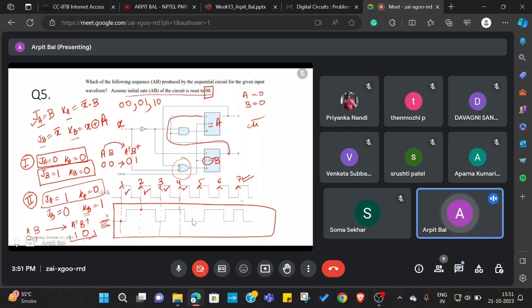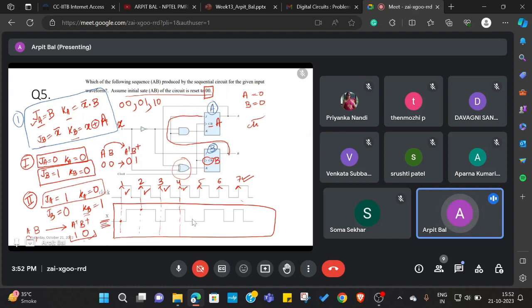So moving to week 7's content. In this particular question, we were supposed to figure out the output sequence, given that the initial state is 0 0. The first step is to figure out the equations for JA, KA and JB, KB. JA and KA are the J and K values of flip-flop A, and JB, KB are the J and K values being fed to flip-flop B.